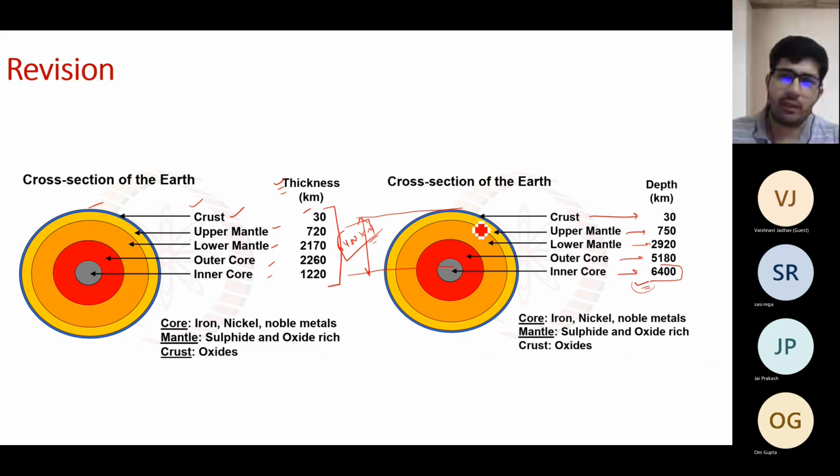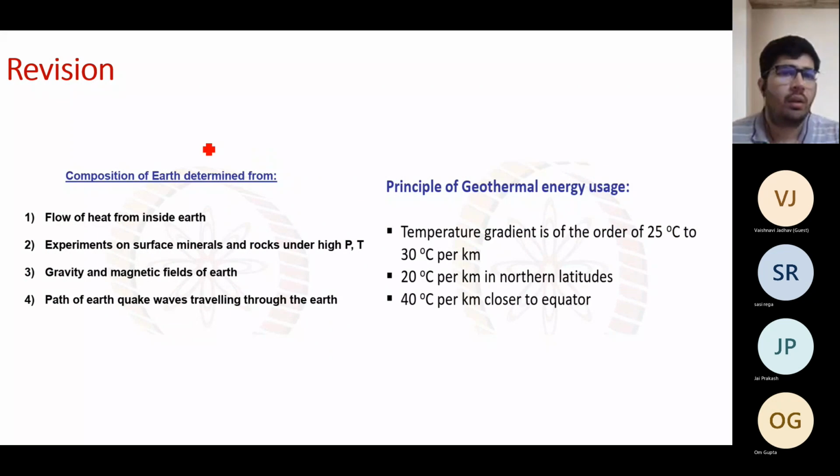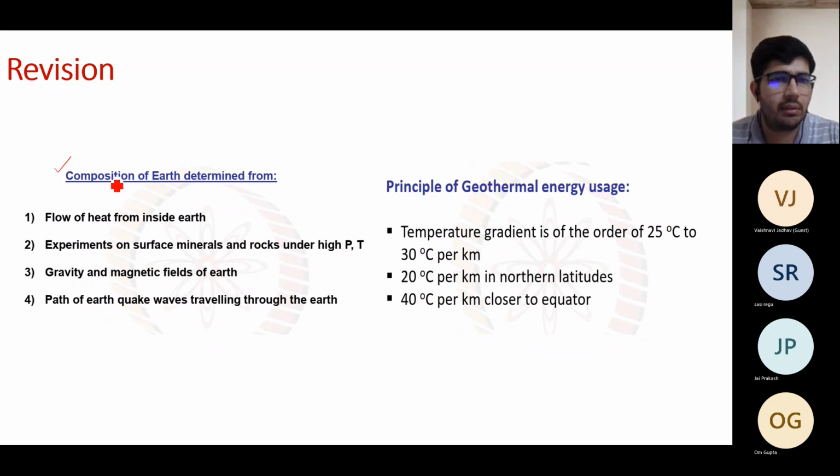So as of now we are only in the crust section. Let's see what the parameters are at this. As we know, there are different layers, so we can determine the composition of the earth from there. Some methods are there. The first is the flow of heat from inside the earth. Using some instruments we can get the flow of heat from inside the earth, and we can determine the composition of the earth layers.